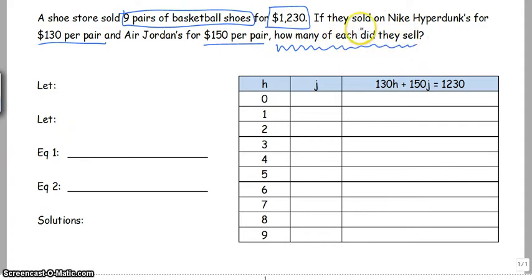That last question is almost always going to give us what the variables in the situation are. When they say each, they're talking about the type of shoe. So when it says let, we're labeling our variables and we're really defining them. So we're going to say H equals the number of Hyperdunks sold, and J is going to equal the number of Jordans sold.